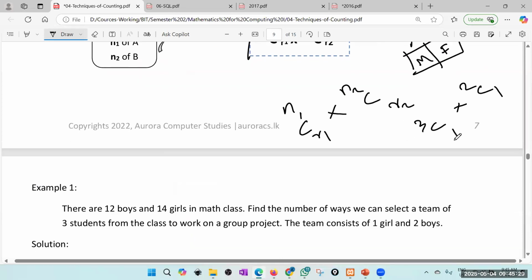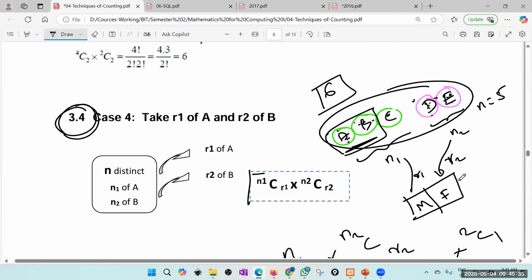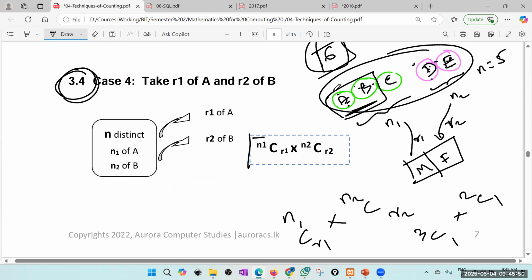Right. So therefore 3C1 is 3, 2C1 is 2. Answer is 6 ways you can pick committees. And yes, we got 6. Because AD, AE, BD, BE, CD, CE. There's nothing called AB, there's nothing called AC, there's nothing called BC, there's nothing called DE. So this is the formula.